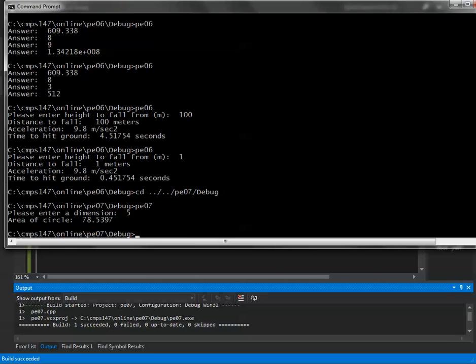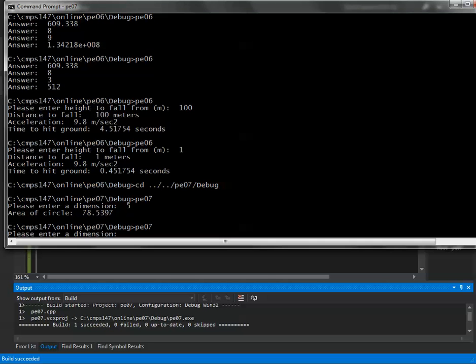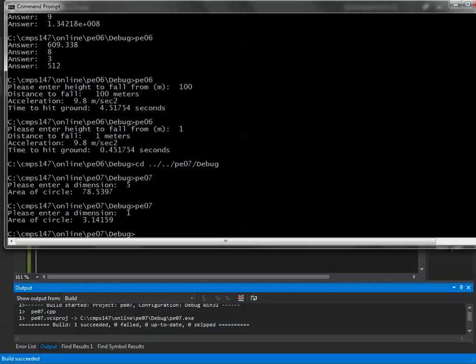5 squared is 25, 25 times 3.1459 is roughly 3 times 25, which is 75. So the number seems pretty reasonable. That's a pretty easy one to get a good guesstimate on whether your numbers are correct. And of course we can test some real easy ones, like maybe a radius of 1 would come back as pi. But if we don't want to leave things to sort of just guesstimation, we can always double check it.